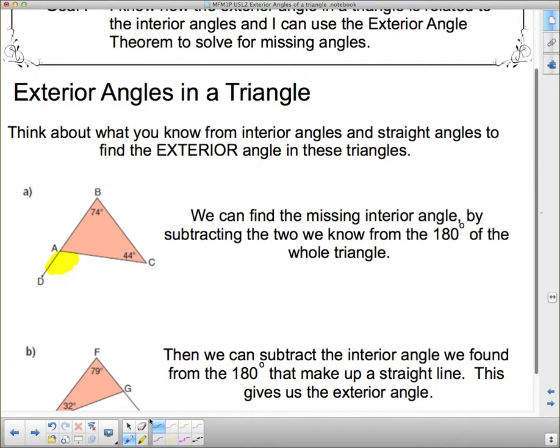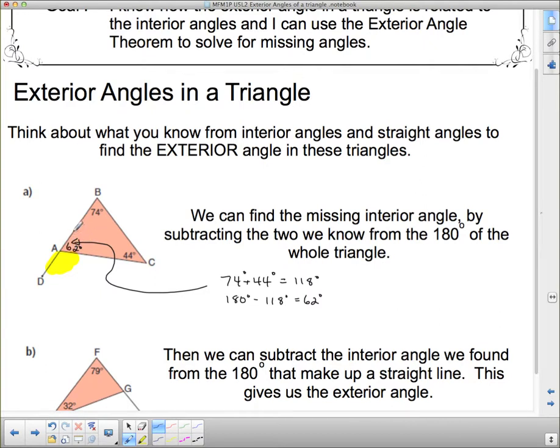And so we're going to use what we know about interior angles. We can find the missing interior angle by subtracting the two we know from 180 degrees because that's the whole triangle. So let's find this thing in here. Okay. We need to add up 74 plus 44. Don't forget your little degree symbol. 74 plus 44 is 118 degrees. And then we need to take 180 and subtract those two angles, which we just added up, 118 degrees. And 180 minus 118 is 62. Okay, 62 degrees. So this angle in here is 62 degrees.